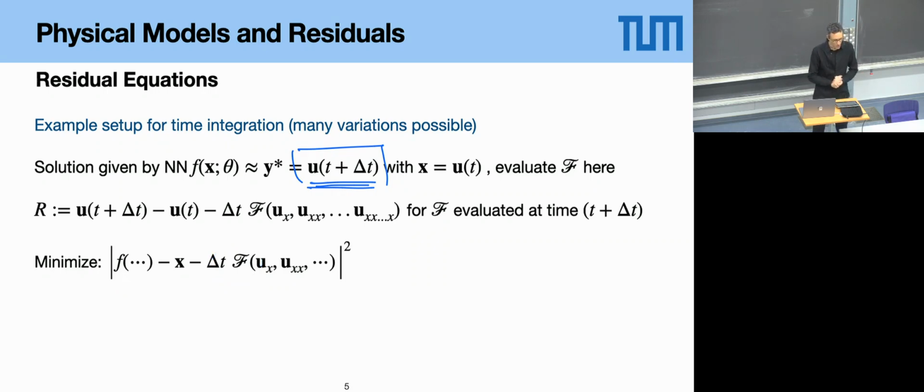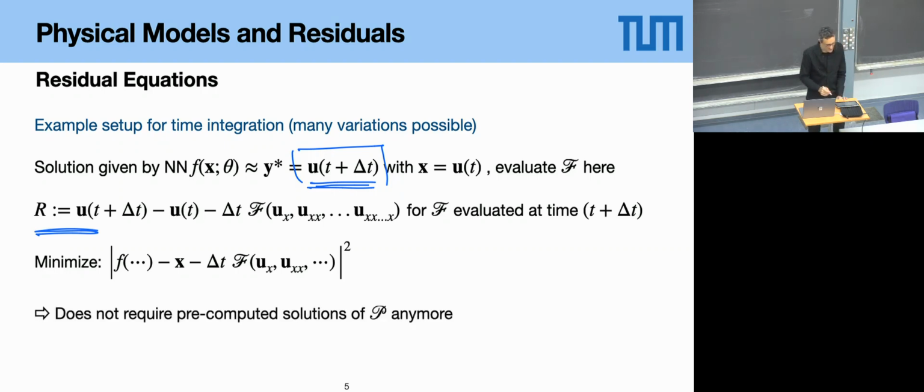And that's already the main idea behind these residual training processes. That, of course, leaves a lot of questions unanswered. What does this f look like, and how do we implement this in practice? But that's the main idea. We have a physical model. We formulate a residual that should be 0 if the physics are satisfied. And then we just minimize this.